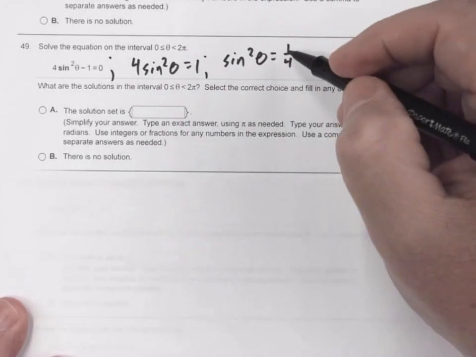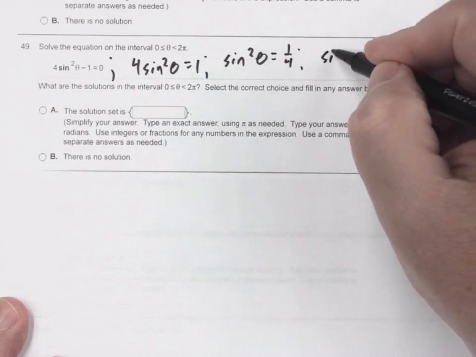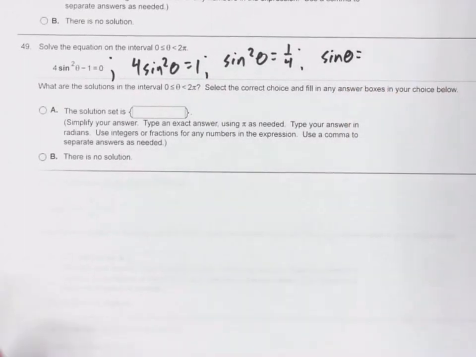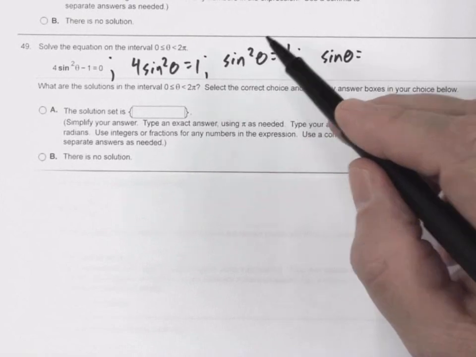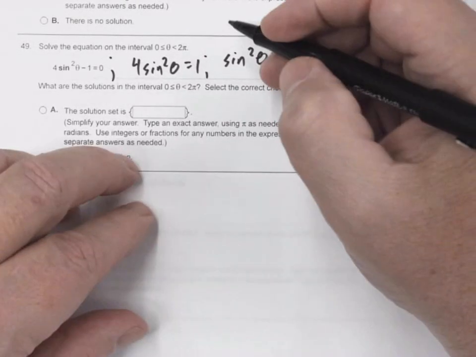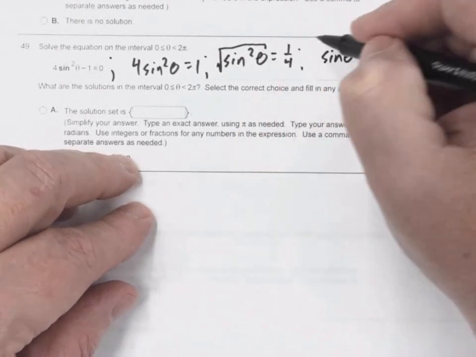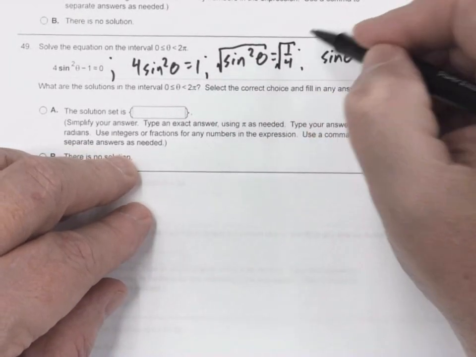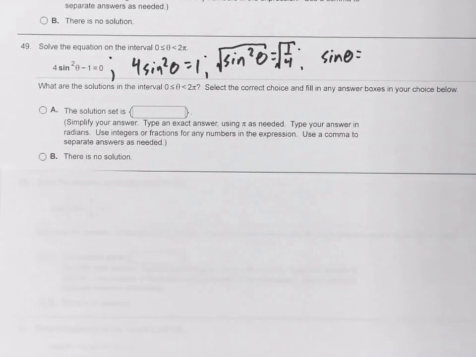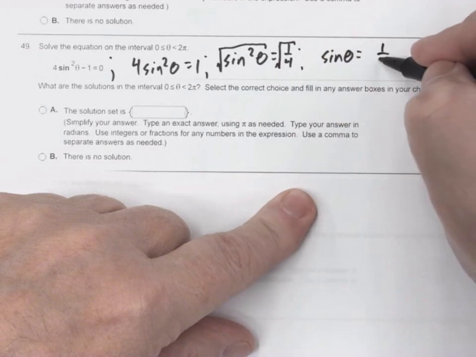Now, the first step to solve this is to solve for the trig function, which means I want to get to sine of theta. So this is more of an algebra question. How do I get from sine squared to sine? Well, what you do is, if you take the square root of something squared, you just are left with what's inside. But of course, I have to take square root of both sides. Now square root of 1/4, square root of 1 is 1, square root of 4 is 2.